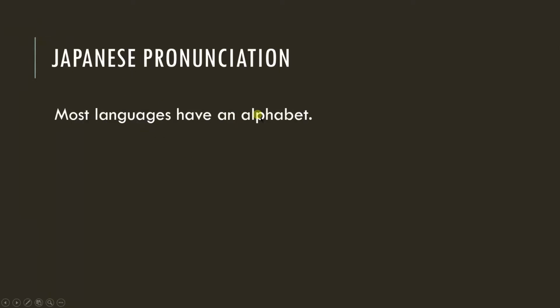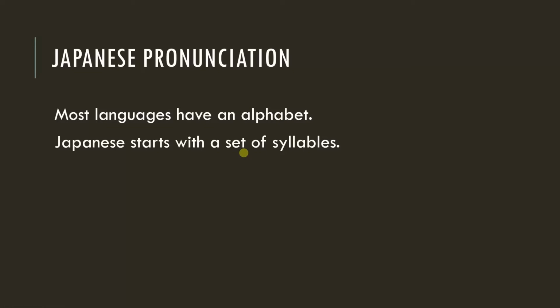So, most languages have an alphabet, like English. Everyone knows the ABCs. But Japanese doesn't play by the same rules that English does. Japanese starts with a set of syllables. And who remembers what a syllable is? Who remembers 4th grade or whatever grade you learned that in?